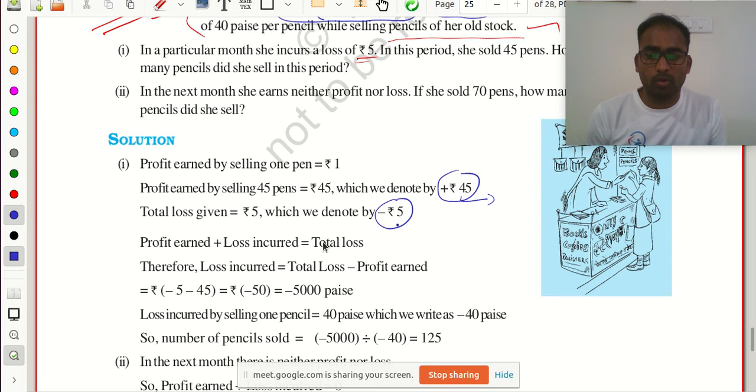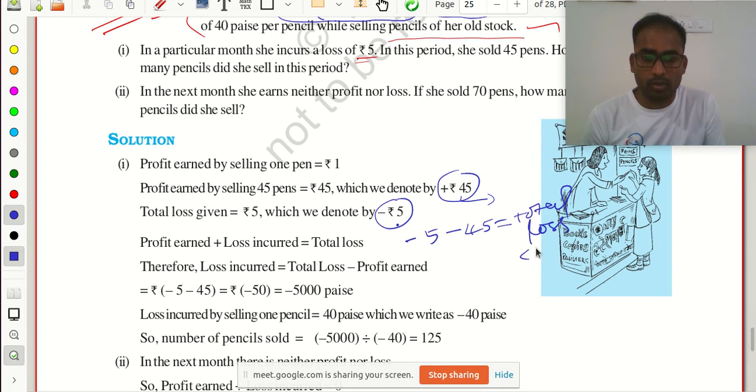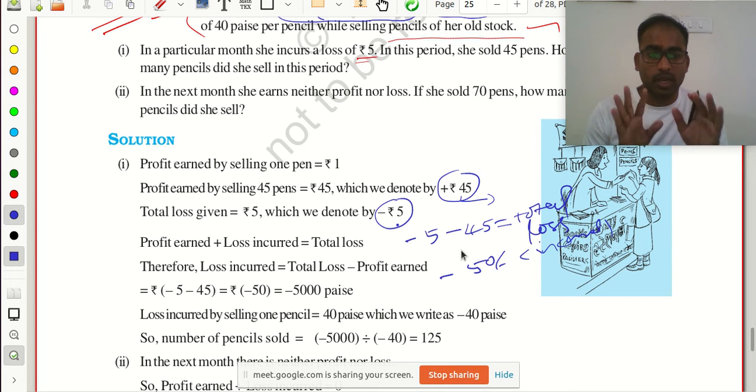Now what is the total loss she incurred? So the total loss is that already she is in a loss, minus 45. Okay. And how much did she earn in profit? 45 rupees she earned as profit. So this is the total loss incurred. How much loss does she have? Minus 50 rupees. Total loss for her is minus 50 rupees.